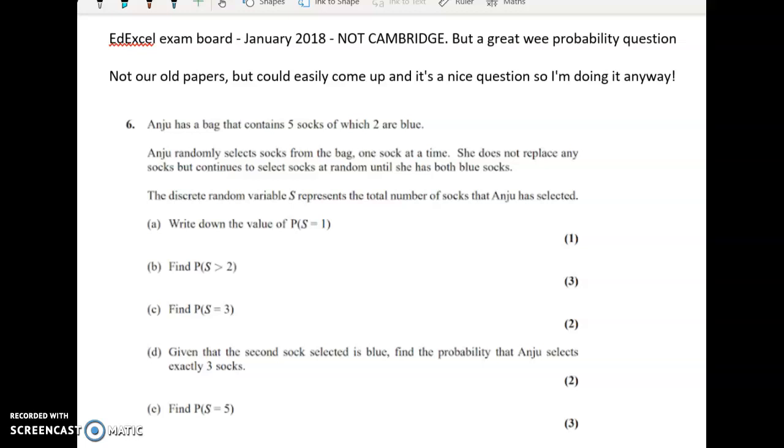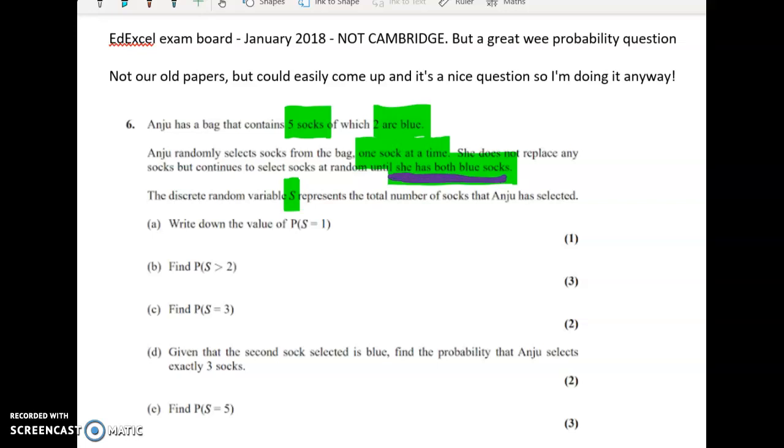Anju randomly selects socks from the bag, 1 sock at a time, and she doesn't put any of them back, but she keeps picking socks out of the bag until she has got both blue socks. And remember, there are 2 blue socks and 5 socks altogether. The discrete random variable S is the total number of socks that Anju has selected. I don't think that's worded that well. What that means is the total number of socks that she has selected to get both blue socks, right? So at the end of the situation, how many socks has she pulled out in order to get the 2 blue socks?